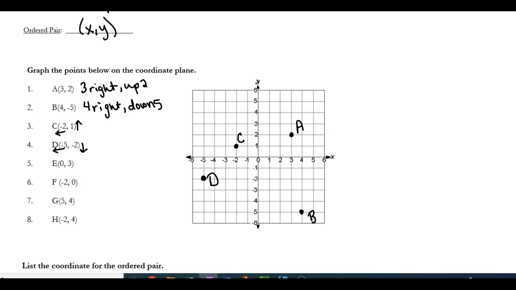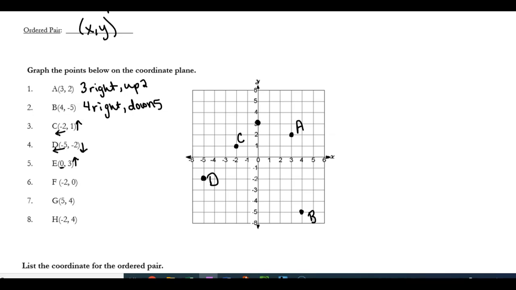Now the next two are ones that sometimes people get confused by because it has a 0. But remember, the first number tells you left or right. So right here, you see how there's a 0 there? That means I don't go left or right. I stay put. But then the 3 just tells me to go up 3. So I'm at my 0, I'm at the origin. It says 0, so I don't go left or right. I stay right here, and then I just go up 3.